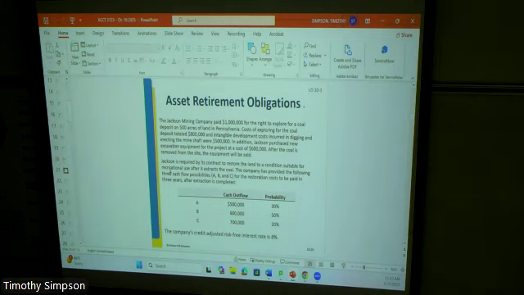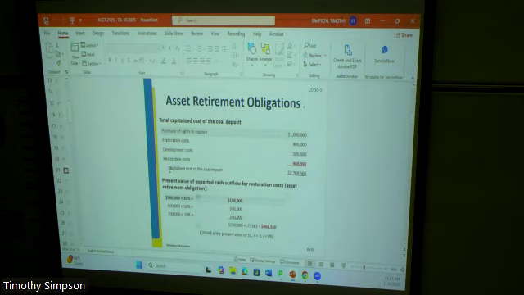So let's add these up here and we get $500,000 at 30%, $150,000. $600,000 at 50% is $300,000. $700,000 at 20% gives us $140,000. And here's the thing: it's going to be 3 years down the road. So N is 3, I is 8%. Where did that come from?